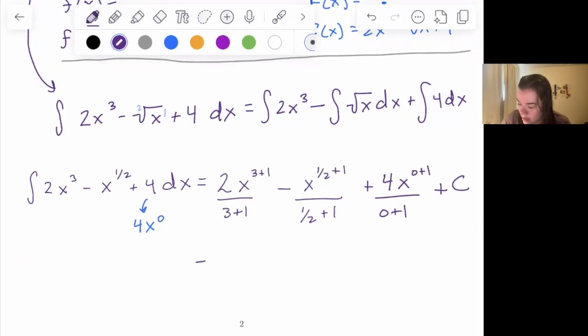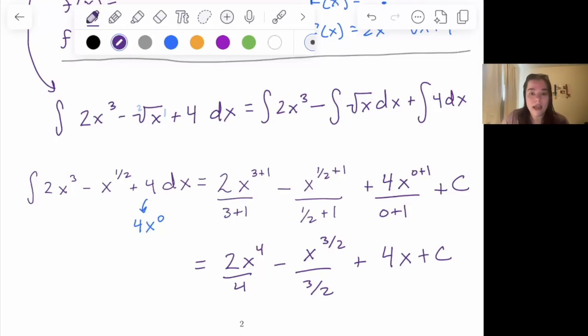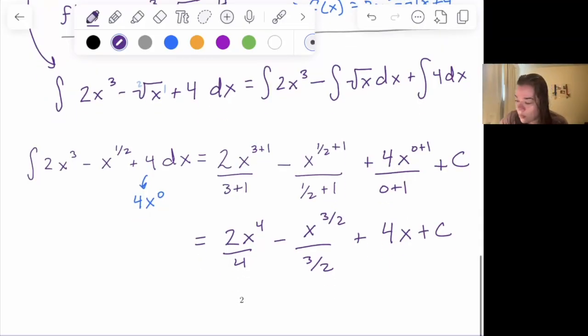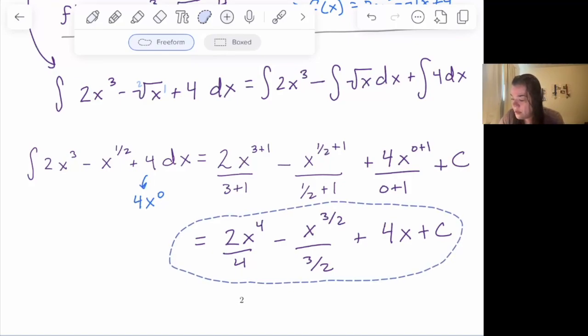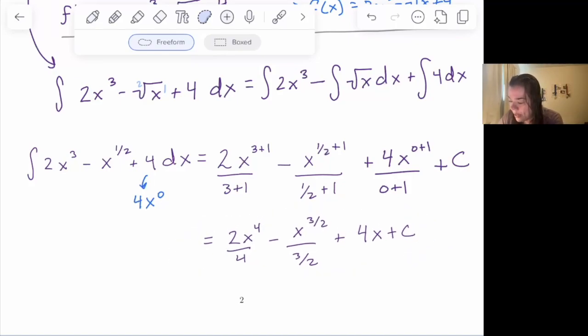So cleaning this up, this becomes 2x to the 4th over 4 minus x to the 3 halves over 3 halves plus 4x plus c. And I'm just going to take this into one more cleanup step just to make this a little nicer, reducing our fractions. But I do want to point out this is what we have written here. This is a valid final answer.